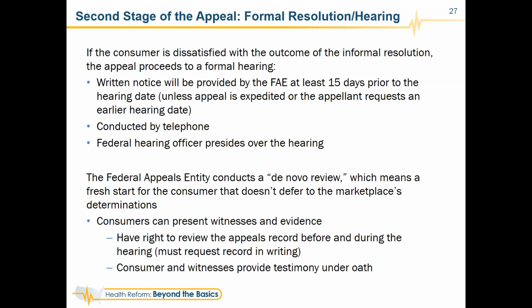In the second stage, the Federal Appeals Entity is also conducting what we call a de novo review. It's a fresh look. The Federal Appeals Entity is not bound by the decision that was made in the informal first stage of the process. In this hearing, consumers can present witnesses and evidence. It could be the same as the informal stage. It could be new. The consumer and witnesses will provide testimony under oath.